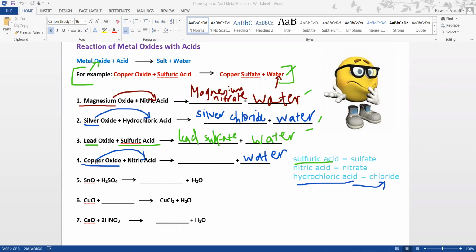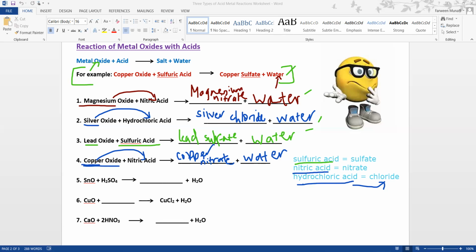Yeah, excellent. Good work. Copper nitrate. That's correct because copper combines with nitric acid, and we know that nitric acid forms a salt known as nitrate. So we just connect the two: copper nitrate. So we can write that down there. Copper nitrate. Okay, hopefully that's readable somehow. Nitrate. Okay, so copper nitrate plus water, so that's correct.